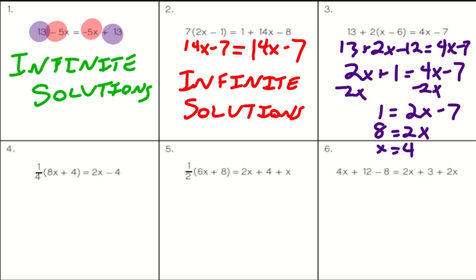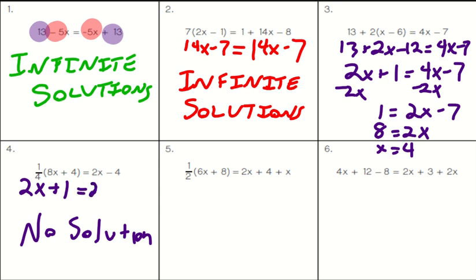Who thinks they got number 4? Shane? No solution. You're right, but no solution is how we say that one. When you distributed 1/4 times 8x, that's 2x. 1/4 times 4, that's 1. And we got 2x minus 4. So on each side, I've got the same coefficient, different constant. Same coefficient with a different constant is a no solution. Okay?